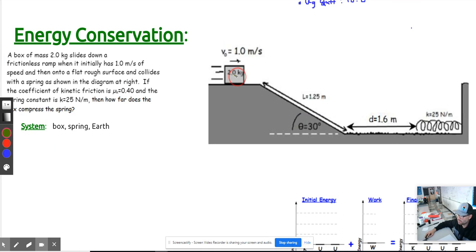So at this point, I'm going to label the types of energy. Maybe halfway down the ramp, I'm going to label the types of energy. At the very bottom of the ramp before it starts sliding, maybe part way to the spring, and then when the spring finally gets fully compressed, okay? And so let's just say I'm going to add those energy conservations. We're going to add those labels up here.